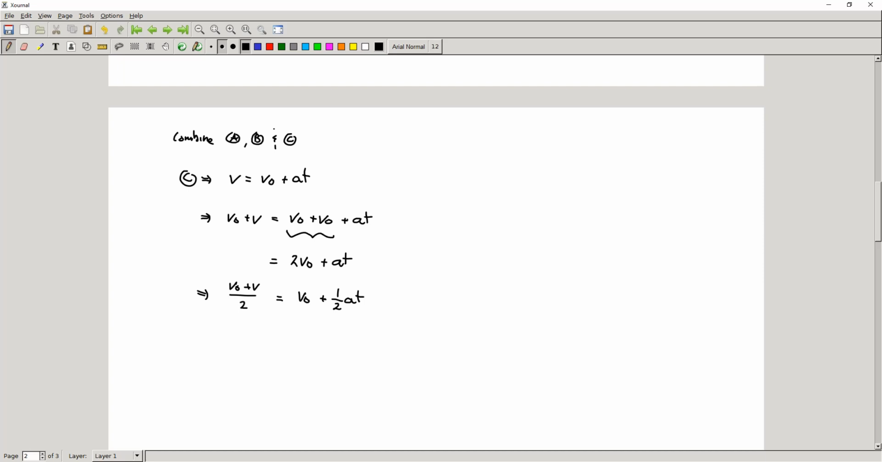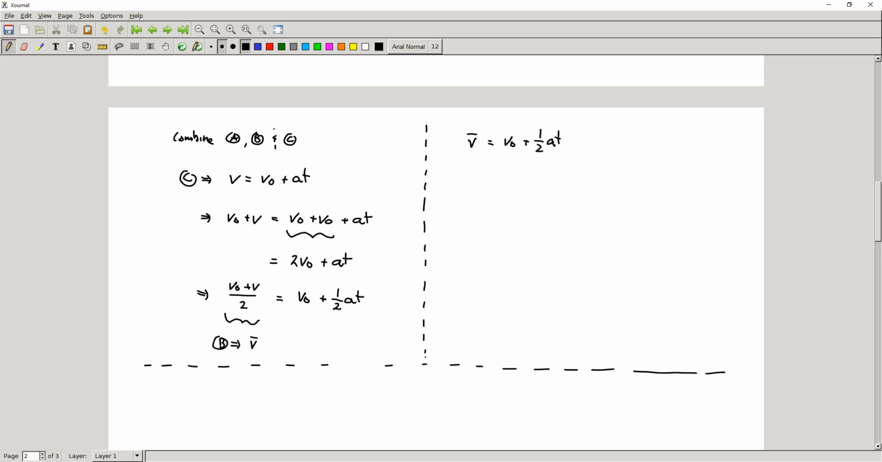If we do that, we can first recognize that equation B tells us that this is just V bar, right? And so let me continue this. Maybe I'll use the right side of the page here. This will then give us the expression in this form here. So we'll have V bar on the left, which is equal to V naught plus a half AT.